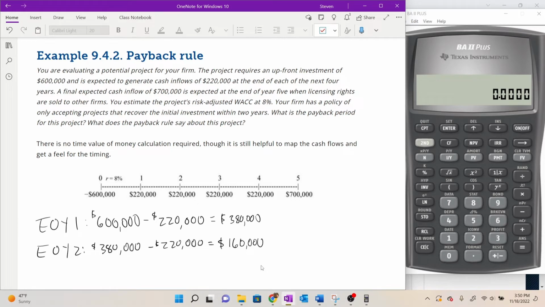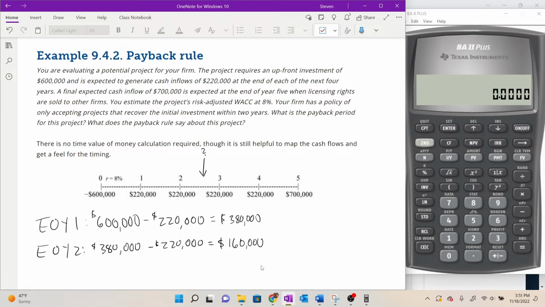All right, now we'll do the same thing. At the end of year 2, right when this $220,000 came in, we now have $160,000 left to recover. And when we look ahead to the next year, we actually have more coming in than we have left to recover. We only need to recover $160,000. We've got $220,000 coming in. So our payback period is going to be somewhere in between the end of year 2 and the end of year 3. So it's going to be 2-point-something years before we recover our initial investment.